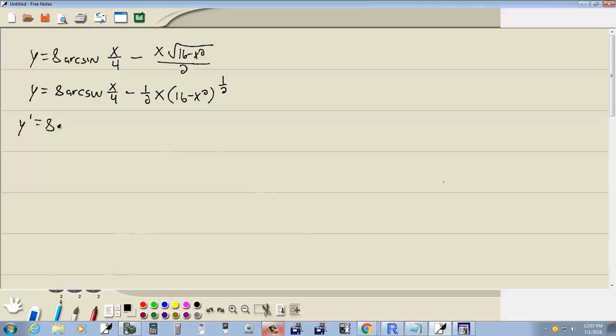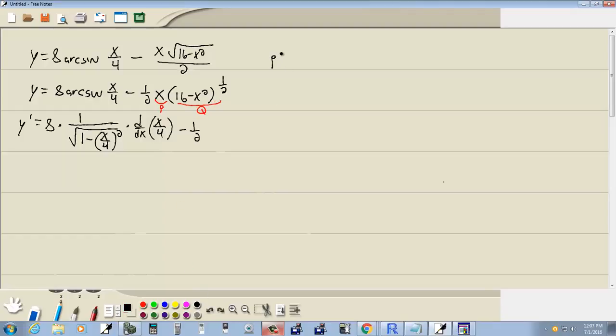We're going to have 8. Now the derivative of arc sine is going to be 1 over the square root of 1 minus x over 4 squared, times the derivative. This is the chain rule applied to arc sine, times the derivative of x over 4 minus 1/2. Now this is going to be the product rule. We got something times something else. So this is p and this is q.